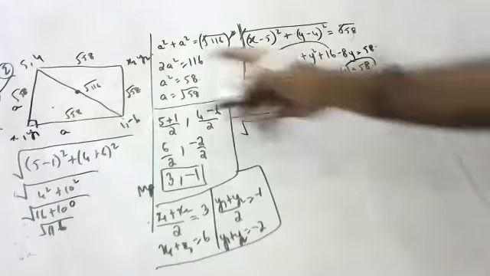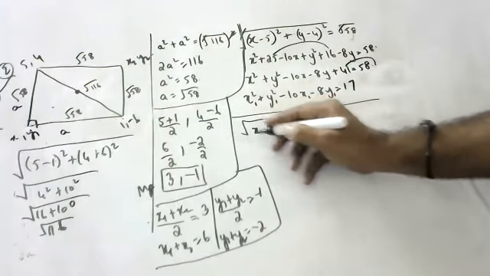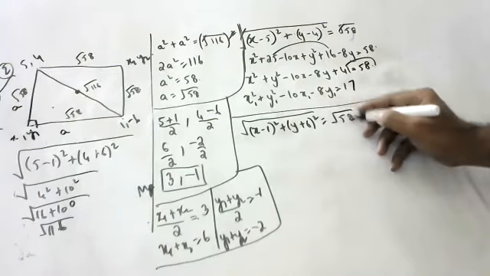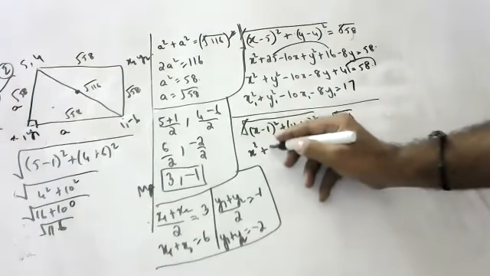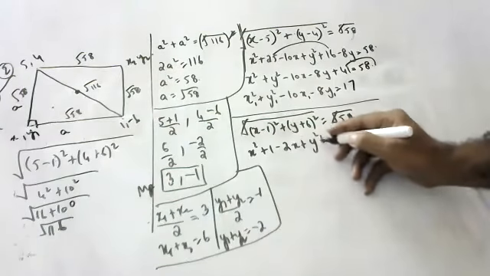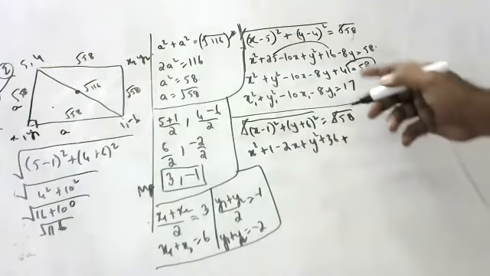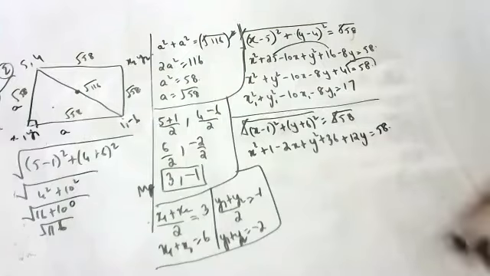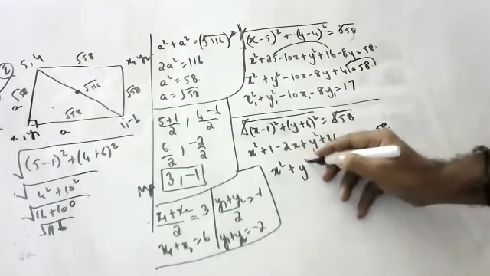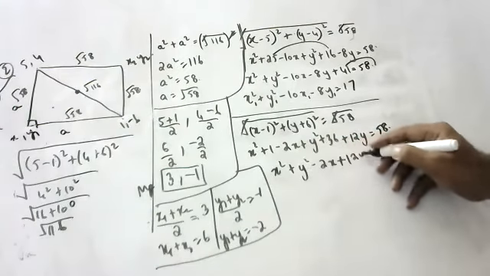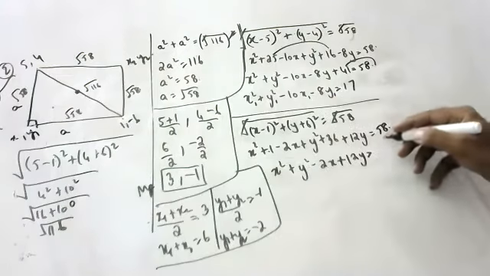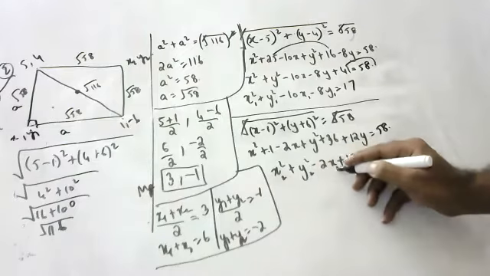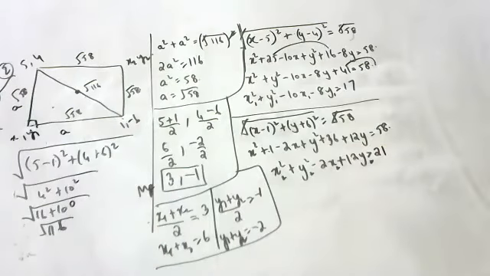Yeah, under root of (x minus 1) whole square plus (y plus 6) whole square is equal to root 58. Root cancel. x square plus 1 minus 2x plus y square plus 36 plus 12y is equal to 58. So let's see here, x square plus y square minus 2x plus 12y is equal to, this is 37. 58 minus 37 is 21, children. So this is x2, this is y2, this is x2, this is y2, children. So this is one equation we got.